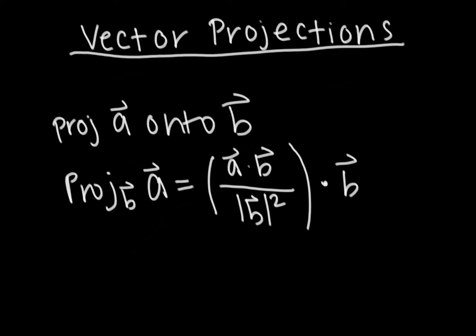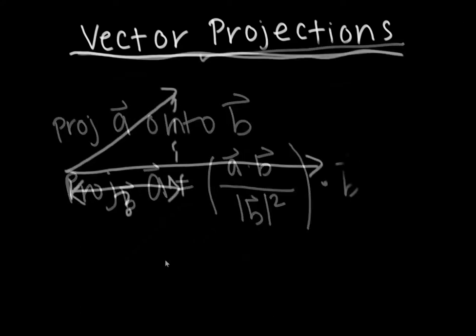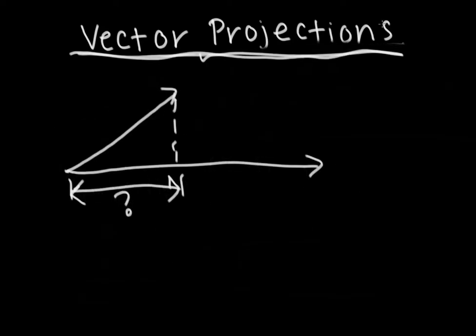So we're going to do a couple of examples. So this is a drawing of what a vector projection would be. Basically we're given one vector, which is right here, and let's say that this is vector A. And right here we're given another vector, and this entire vector right here would be vector B.